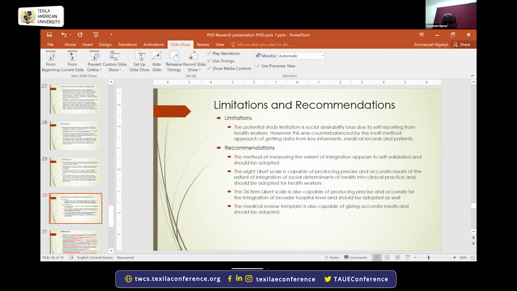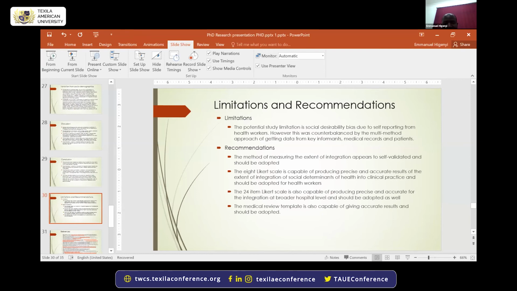The potential study limitation was social desirability bias, because mainly the health workers were providing self-reported information, but because of the multi-method approach, the impact was made benign. Therefore, it is not a big concern here. The main issue that comes up is the number of hospitals, which may affect external validity. However, looking at the demographic profile of the health workers and mapping it onto the demographic profile of the entire population, we see that they are very close. So there is a tendency to believe that it could still be externally valid.